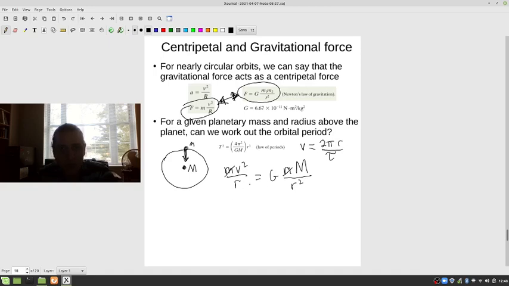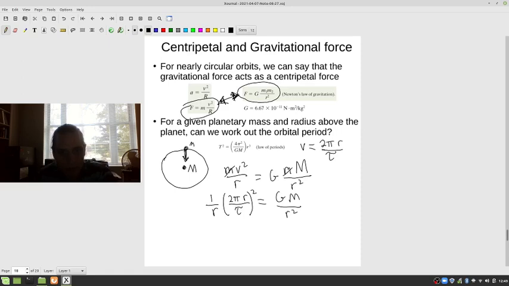Okay, and so I'm going to go ahead and put that in here. So I'm going to have 1 over r times 2 pi r over the period squared. Remember, the period is just how long it takes to go all the way around once. And we have here GM over r squared. Okay, let's just clean this up a little bit.